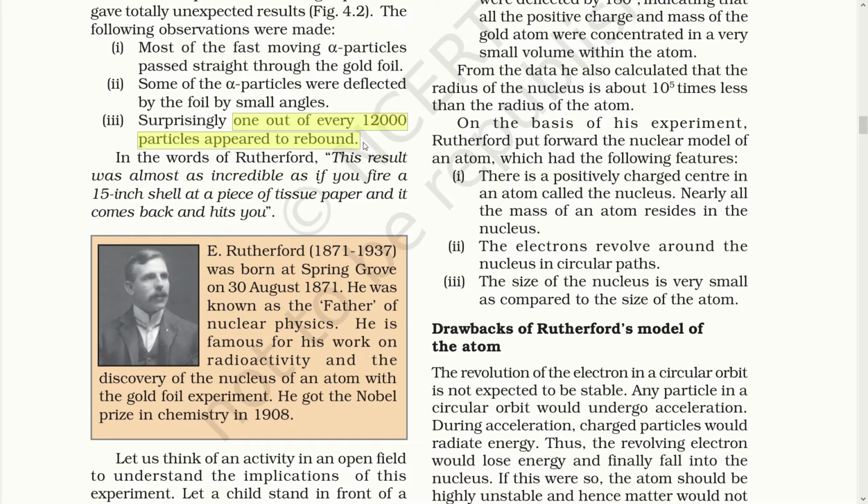According to Thomson's atomic theory, the atom was a positive sphere with negative particles embedded in it. So it was expected that the alpha particles, which are positive, would be reflected or deflected back. But instead of that, they passed through it. In the words of Rutherford, this result was almost as incredible as if you fire a 15-inch shell at a piece of tissue paper and it comes back and hits you.